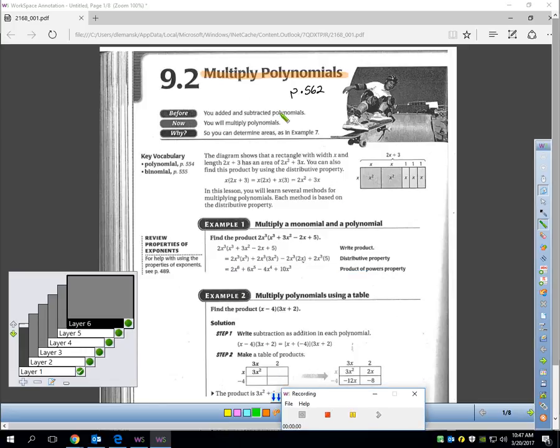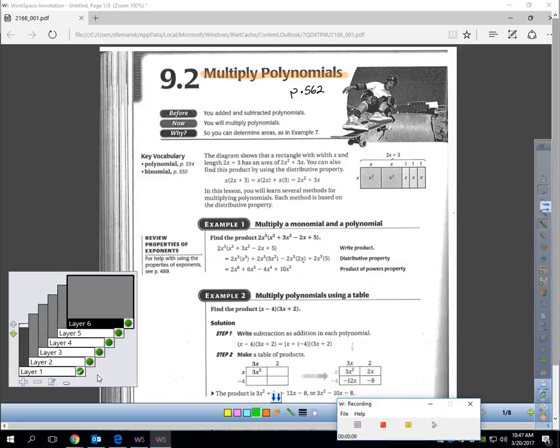Hi, this lesson is on multiplying polynomials, lesson 9.2. You should be on page 562. The diagram at the right shows a rectangle with a width of x, and you can see that here, and a length of 2x plus 3 has an area of 2x squared plus 3x. So this is just building off what you learned in the algebra tiles.